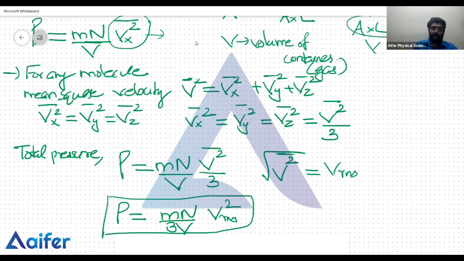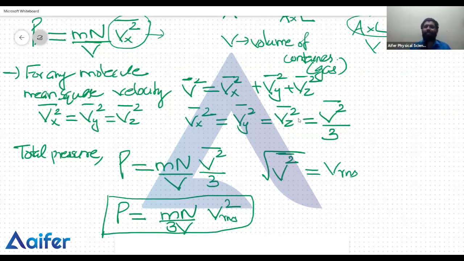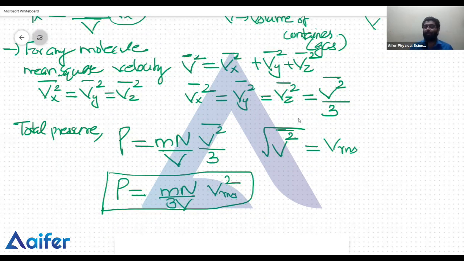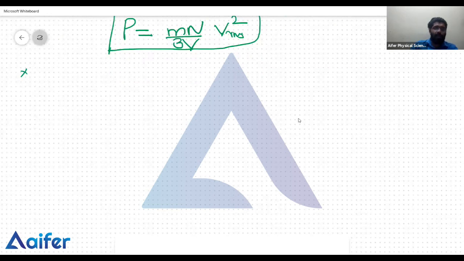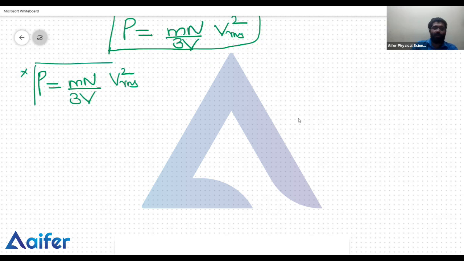I request you to learn this expression by heart. From this expression, every gas law can be derived. We need not memorize anything else. Just remember this expression, and we can derive all things. So once again, the pressure expression: P will be equal to mN by 3V times V RMS square. What is P? Pressure exerted by the gas on the wall. m is the mass of the molecule. N is the number of molecules. V RMS is the root mean square velocity of the molecule. And V is the volume of the gas.